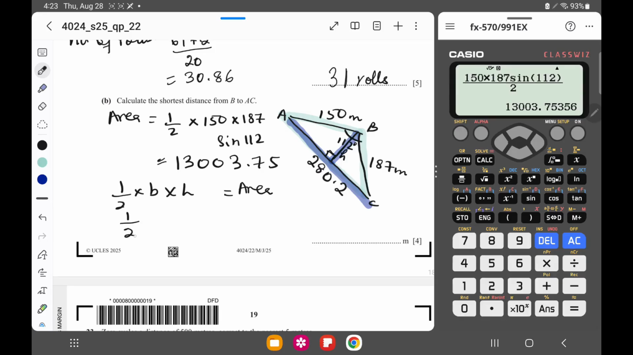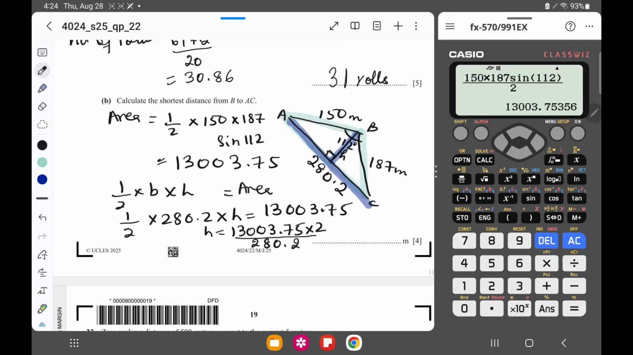So half base, wherever the height is dropped, that is the base. So that is 280.2, and the height, which is the shorter distance, and the area is 13,003.75. Now you just calculate how much the height is. The height is 13,003.75, the 2 was dividing so it will multiply, and 280.2 was multiplying. So I'm doing it here. You can do it in steps because it's a 2 marks question.